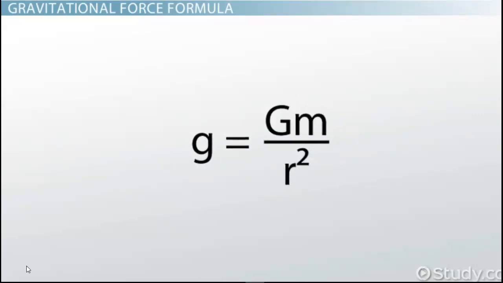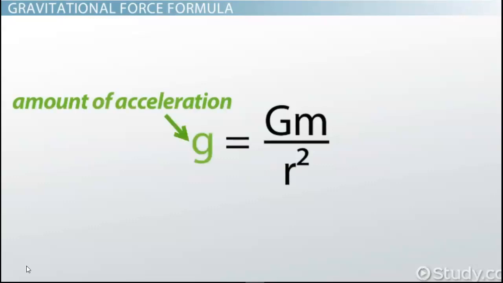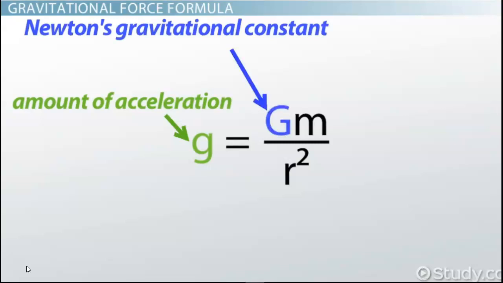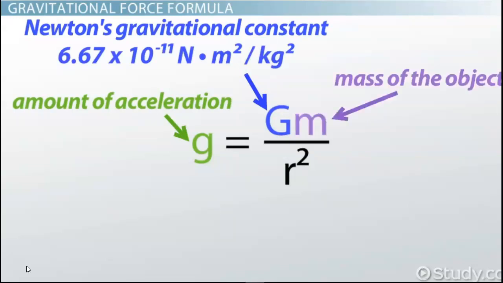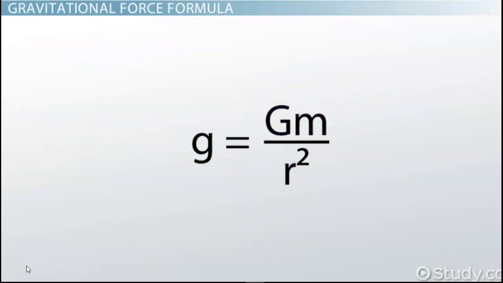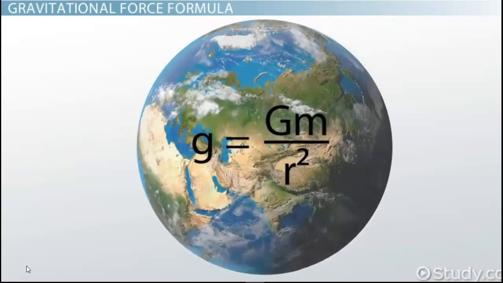There is actually a formula you can use to help you calculate this gravitational attraction of any object. g equals GM over r squared. The little g stands for the amount of acceleration that is caused by gravity. This is what's commonly referred to as G-force. The big G is Newton's gravitational constant, approximately 6.67 times 10 to the negative 11th power newtons m squared per kilogram squared. The little m stands for the mass of the object and the r stands for the radius of the object. Usually you'll calculate the G-force for large spherical objects like planets.